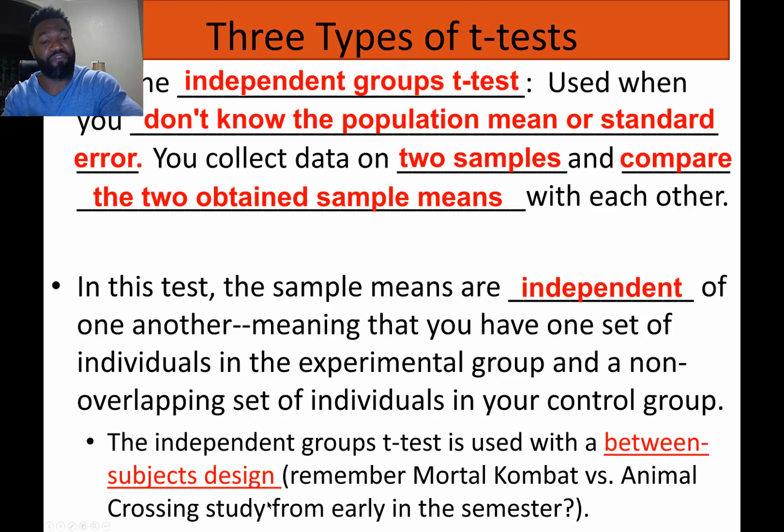That would be an example of a between subjects design, right? Because there were no kids who were playing Mortal Kombat who were also playing Animal Crossing, and it wasn't like we had brothers over here and sisters over here or other brothers over here, right? The two separate groups were distinct and independent groups. And so that's a between subjects design.